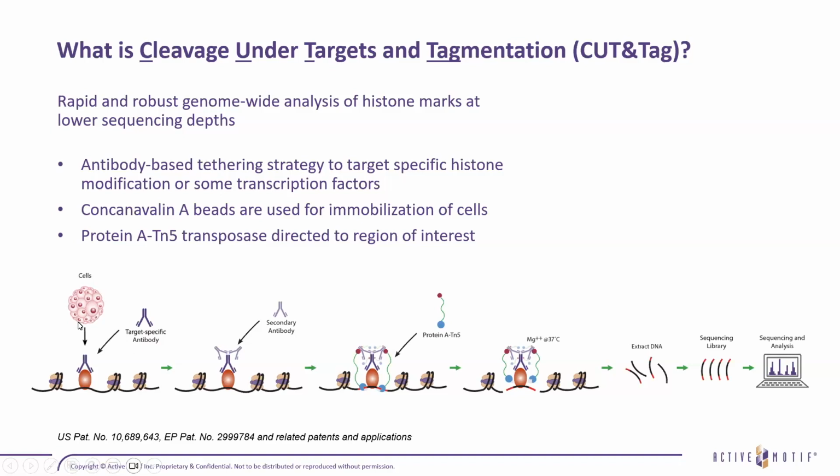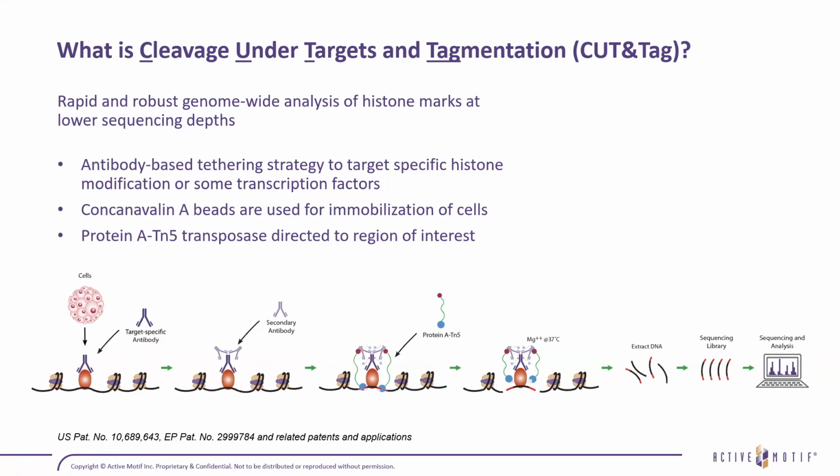beads, and this is just used to make the wash steps easier. So your first incubation is with your target-specific antibody. You're going to sequentially add a secondary antibody, and this is just in order to recruit more pA-Tn5 to the target site. After that, you're going to add your protein A-Tn5. Again, the protein A portion of this enzyme will bind your antibody that's targeting your protein of interest. And then you can activate the tagmentation using magnesium at 37 degrees.